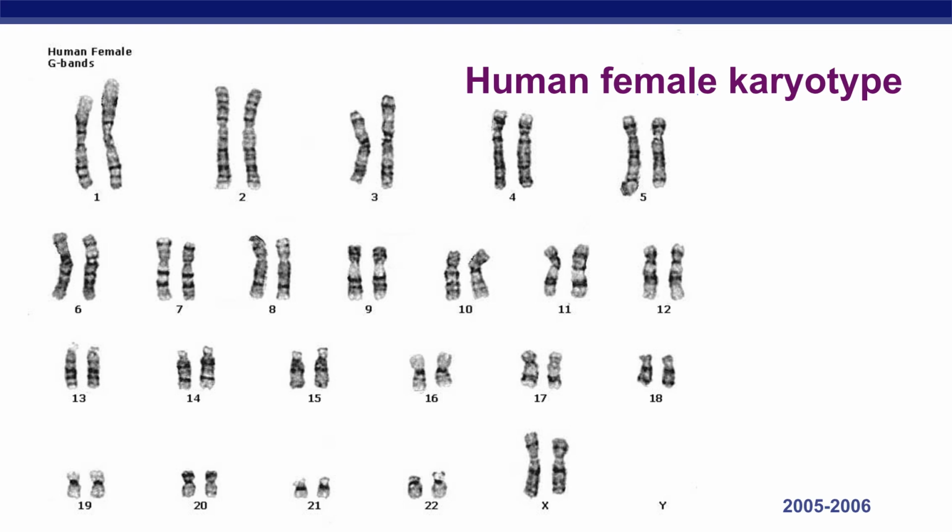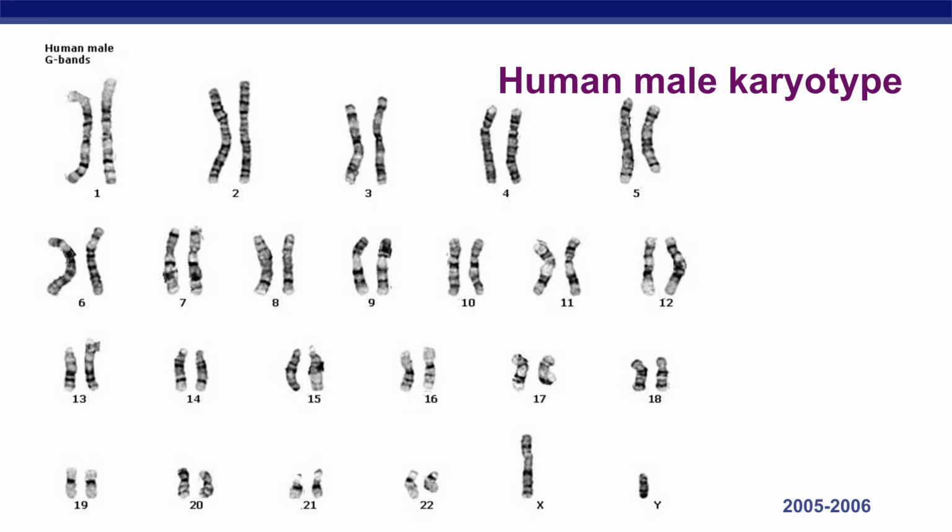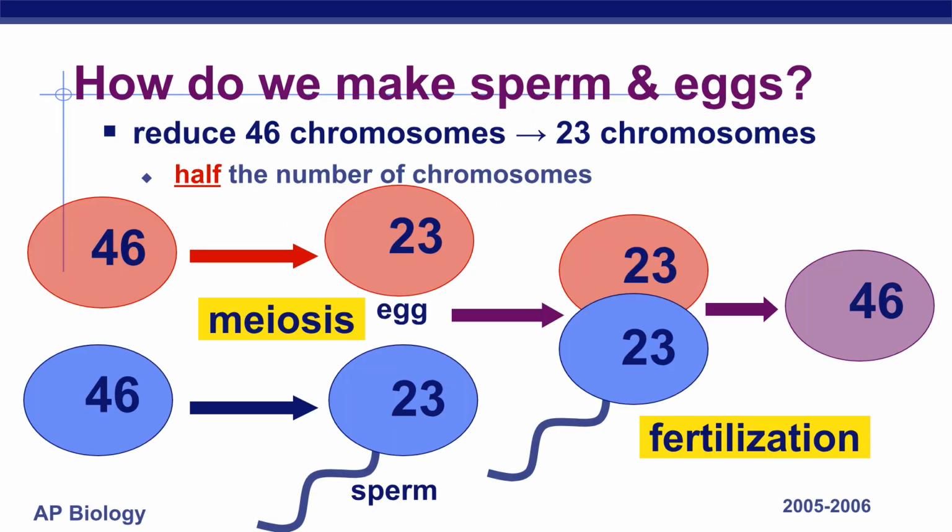incorrect. This image shows a human female karyotype, which is an organized profile of a person's chromosomes. It displays 23 pairs of homologous chromosomes. Similarly, this is a human male karyotype, also showing 23 pairs of chromosomes, including the distinct X and Y sex chromosomes. To maintain the correct chromosome number across generations, a special process is needed to make sperm and eggs.